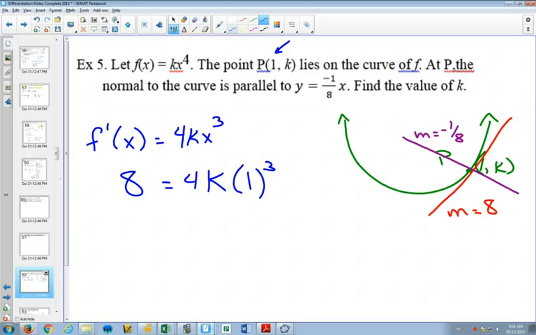And now I've created an equation. Now I can solve for k, divide both sides by 4, and k is equal to 2.